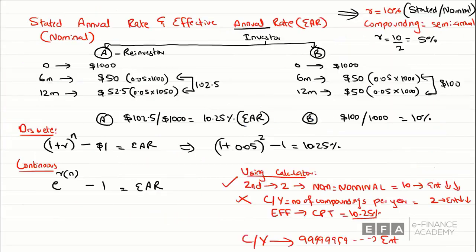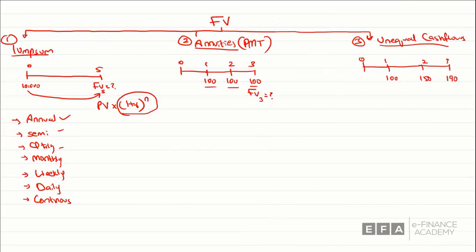Going back to our summary, we have discussed right now the two scenarios: future value of lump sum with different series of compoundings and future value of annuities with different series of compoundings. Our last section would be unequal cash flows.